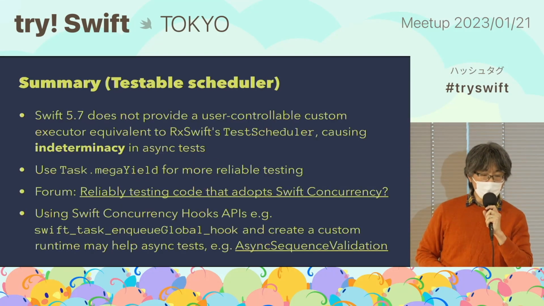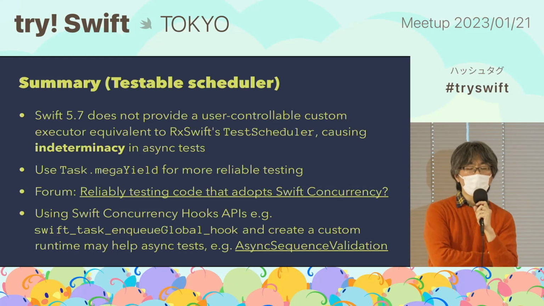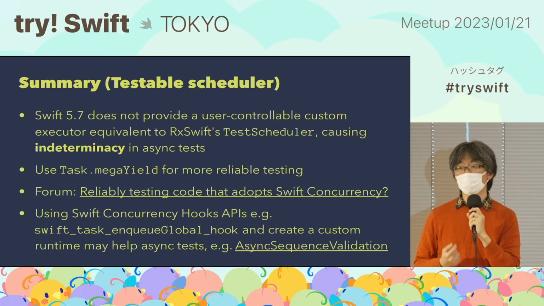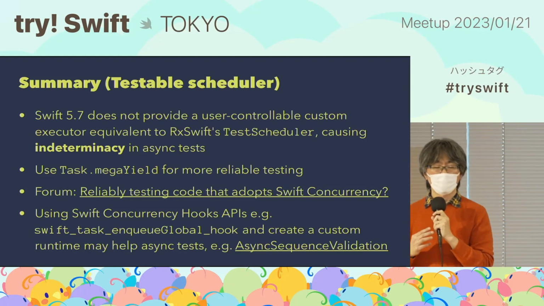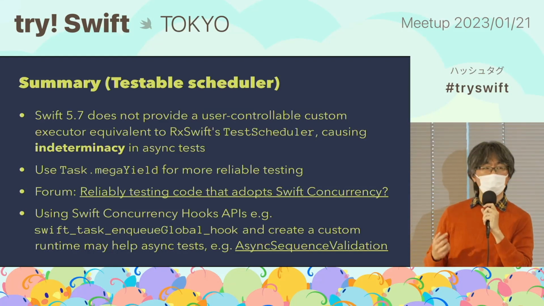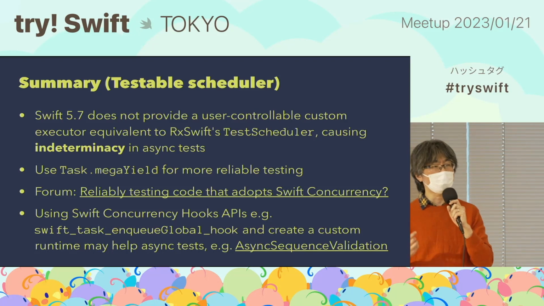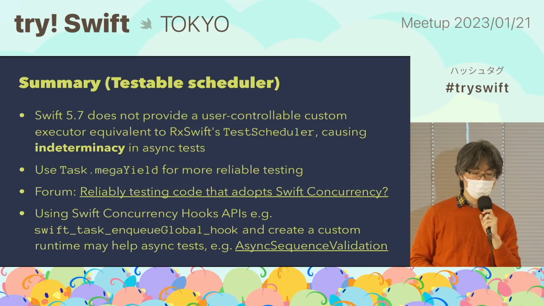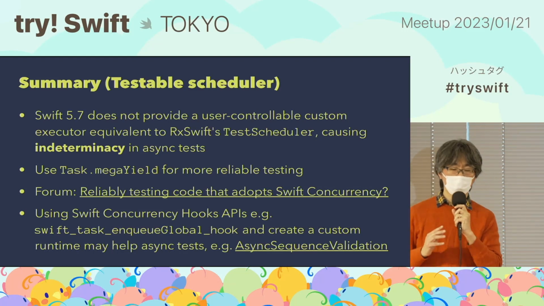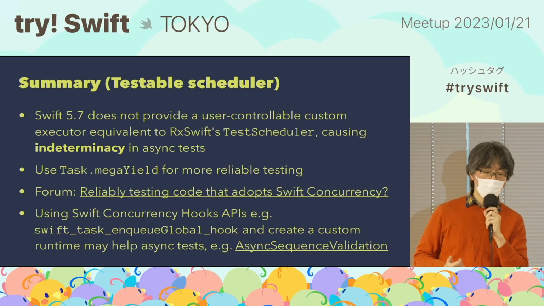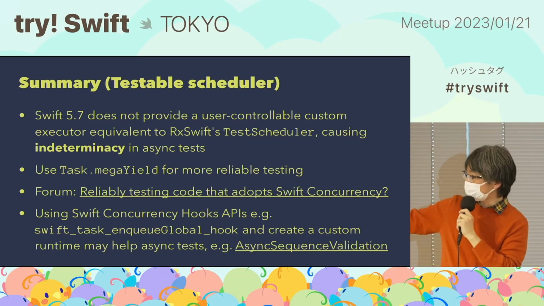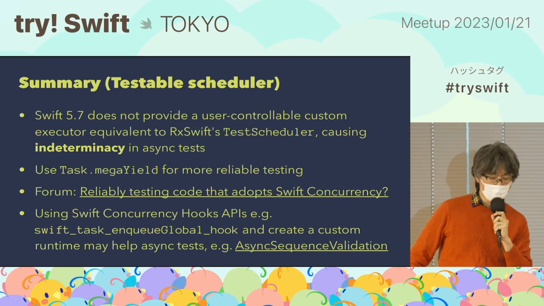So to summarize, current Swift does not provide an RxSwift TestScheduler equivalent type that works as a user-customizable executor. This async uncertainty leads to indeterminacy, just like actor message passing, if you remember. This is indeterminate by nature. As a workaround, we can use Task.megaYield to have more reliable testing. And you can also check out this Swift forum for more details.